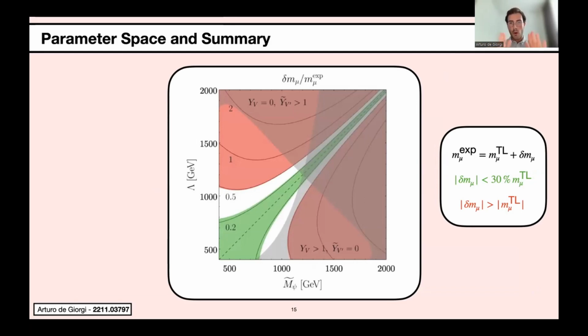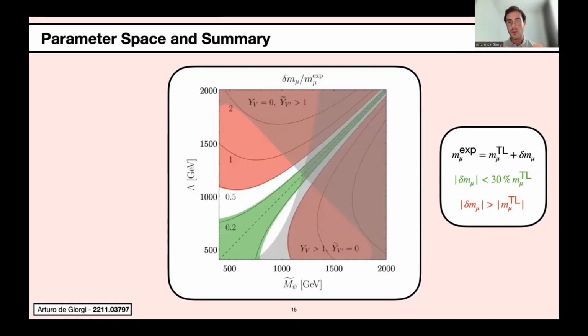The contours are the ratio of the one loop correction to the muon mass with respect to the experimental one. And I would like to stress that all this parameter space is allowed. So don't be fooled by the colors, which can be misleading. The colors mean different things. In the gray area, one of the Yukawas must be larger than 1, so we start approaching the grayish area of non-perturbativity. So one has to be careful there.